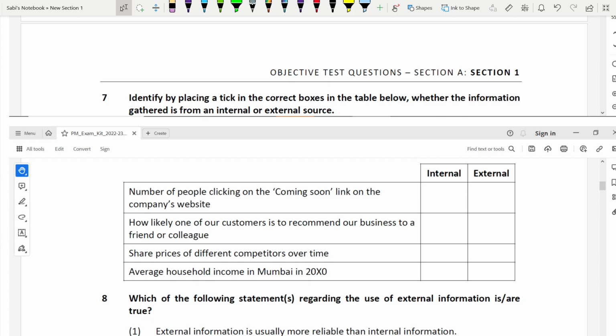So, number of people clicking on the coming soon link on the company's website. Internal. How likely is one of our customers to recommend our business to a friend or colleague? Internal. Share price of different competitors? External. And average household income? External.